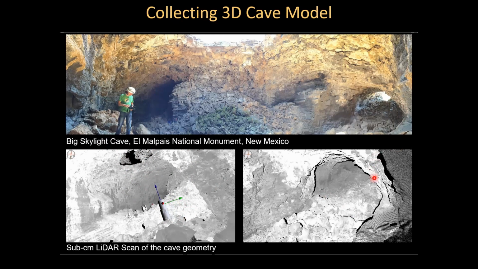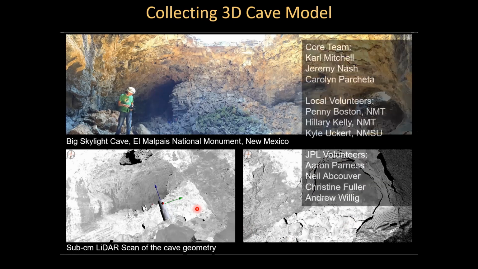This is an example of the LiDAR scan of this exact kind of view down here. So again, this is a LiDAR scan of the ground truth geometry. We want to use this to simulate what the satellite would see through the cave, if it would image through this entrance, and then see whether our algorithm can reconstruct that.